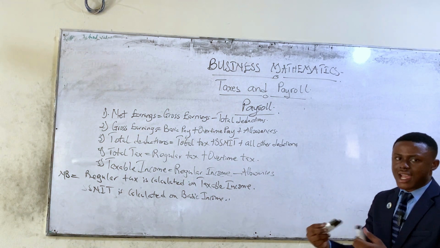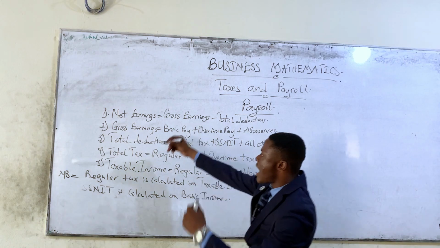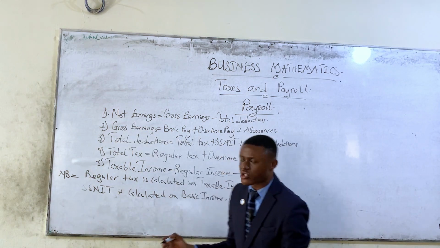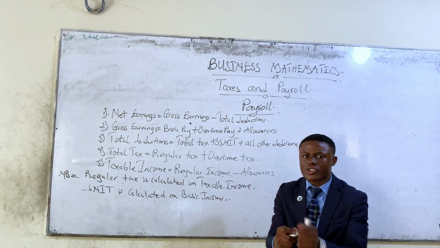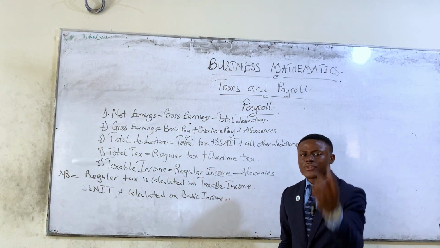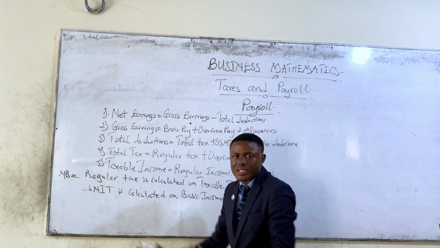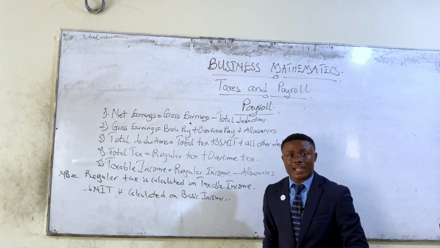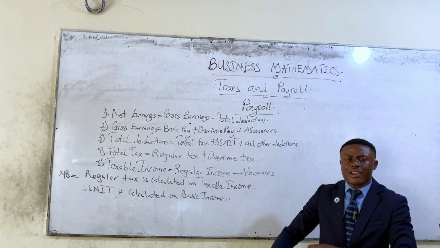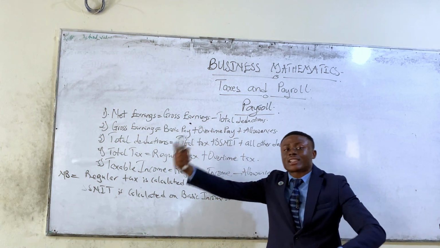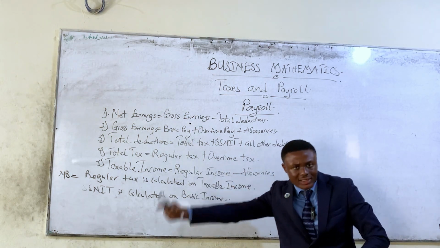So as I said, since our net earnings is equal to our gross earnings minus total deductions, what do you have to find first? You have to understand what my gross earnings will be. And I explained that your gross earnings is the basic pay that you are earning. And then if you had worked overtime, you have to add overtime pay.